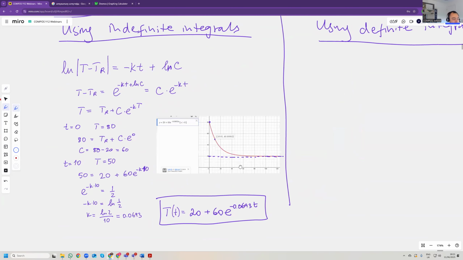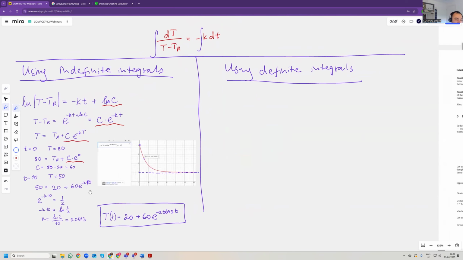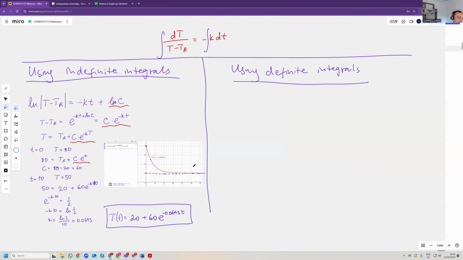Okay, cool. The second approach. I personally find using C, the constant of integration, a little bit awkward. It's not always easy to decide whether to use ln C or C. So I prefer using a definite integral.